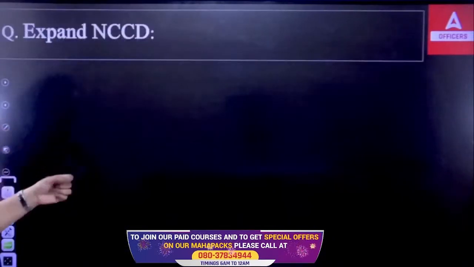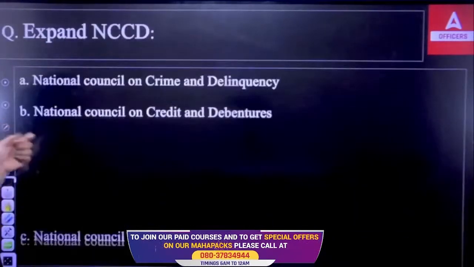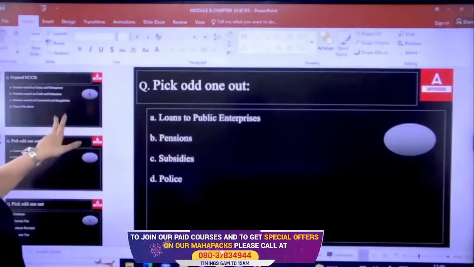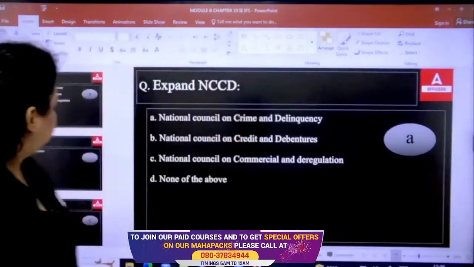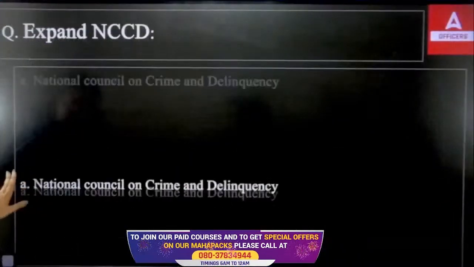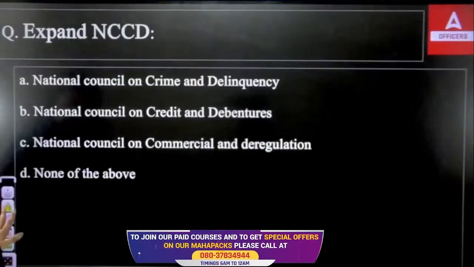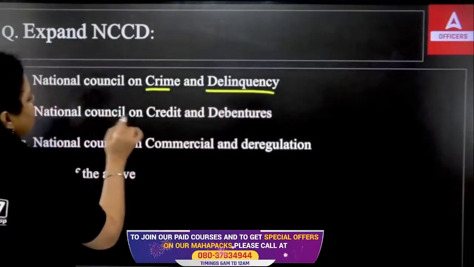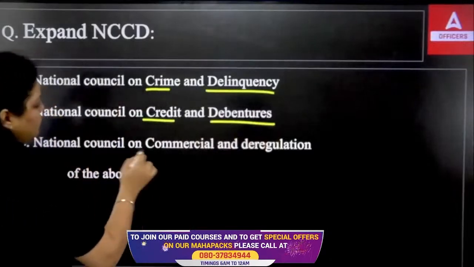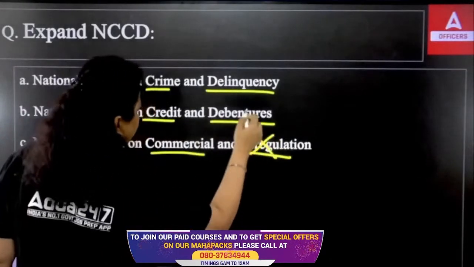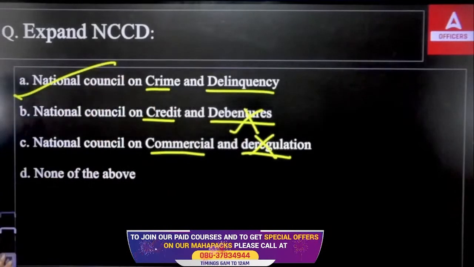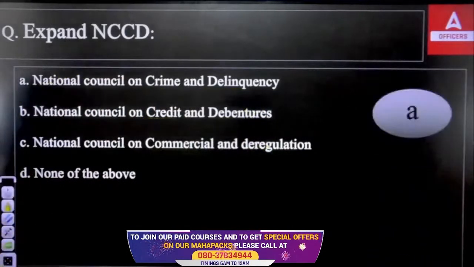Now, expand NCCD. Which of the following is the full form of NCCD? One second. Okay, this is the NCCD. First is saying National Council on Crime and Delinquency, National Council on Credit and Debentures, National Council on Commercial and Deregulation. No, no. The right answer is National Council on Crime and Delinquency. So right answer will be your A option.